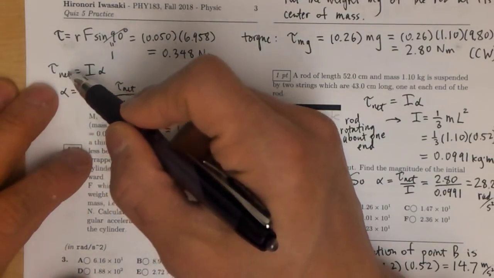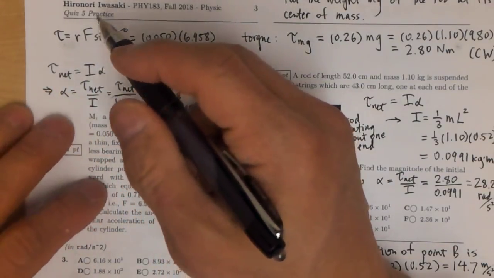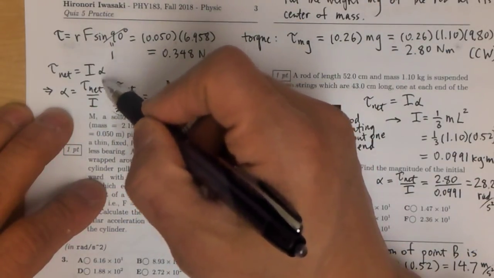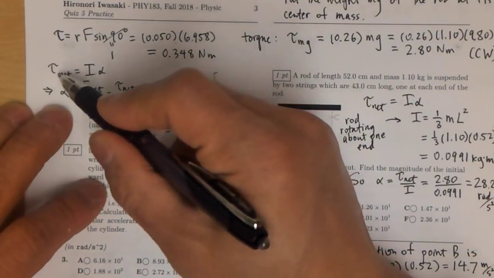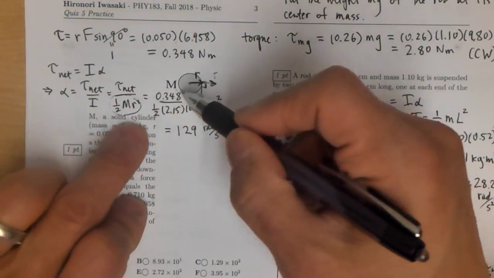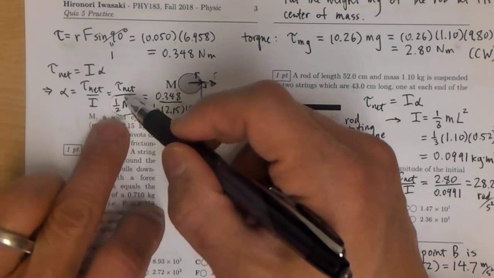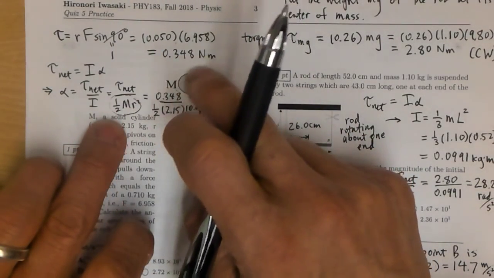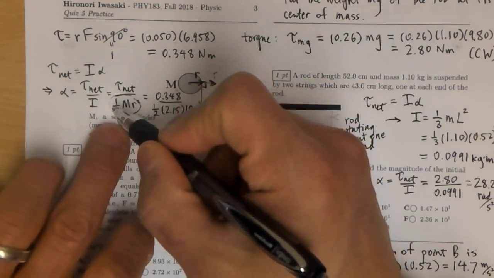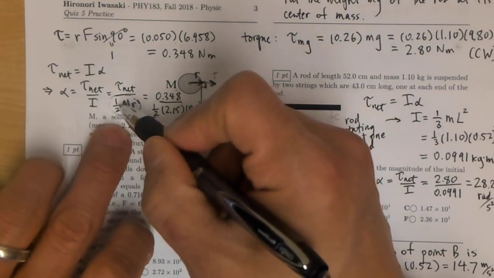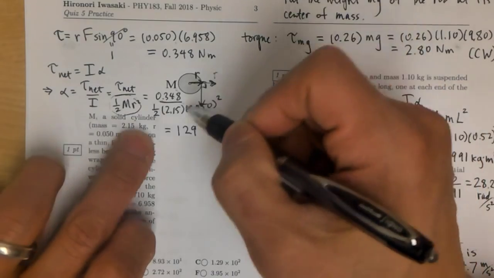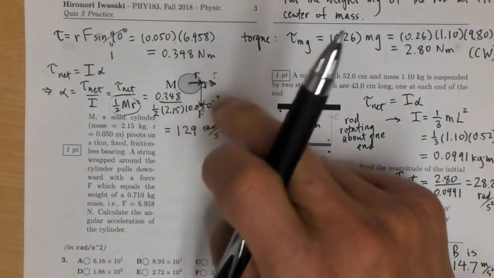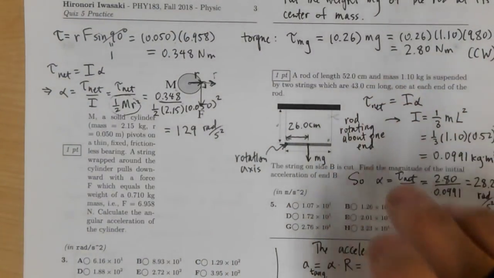Okay, so once you get the torque, you can write down the analog of Newton's second law for rotations: torque net is equal to I alpha, right? And so now I can solve for the angular acceleration. I get torque net divided by I. So then I get 0.348 divided by I. But another concept here is that the moment of inertia of a uniform disk or a solid cylinder is 1/2 mr squared. Plugging in all the numbers for the mass and the radius, you get 129 radians per second squared.